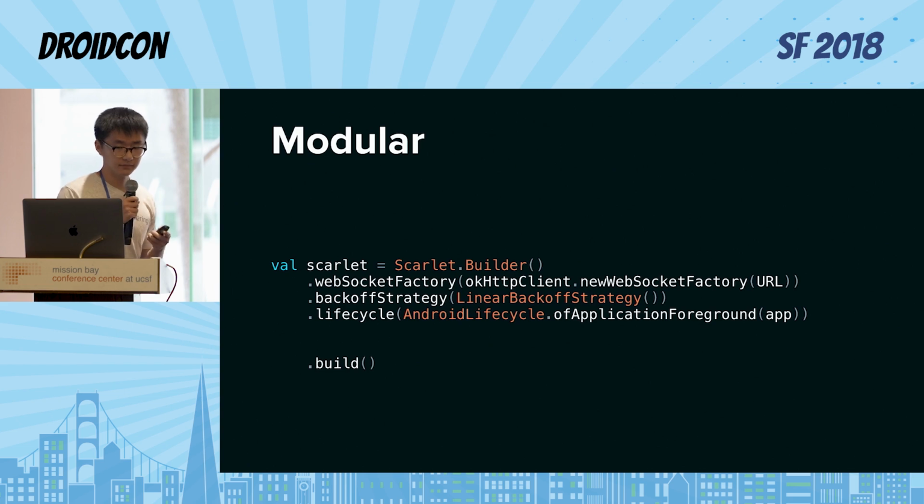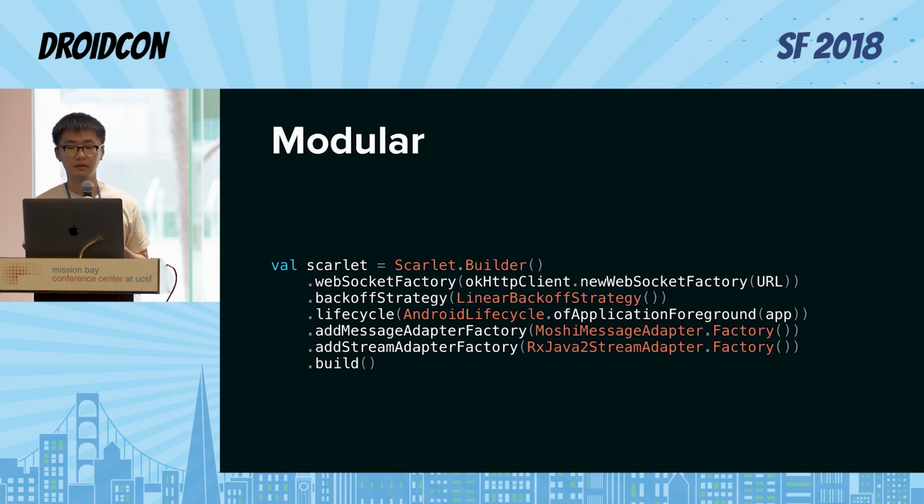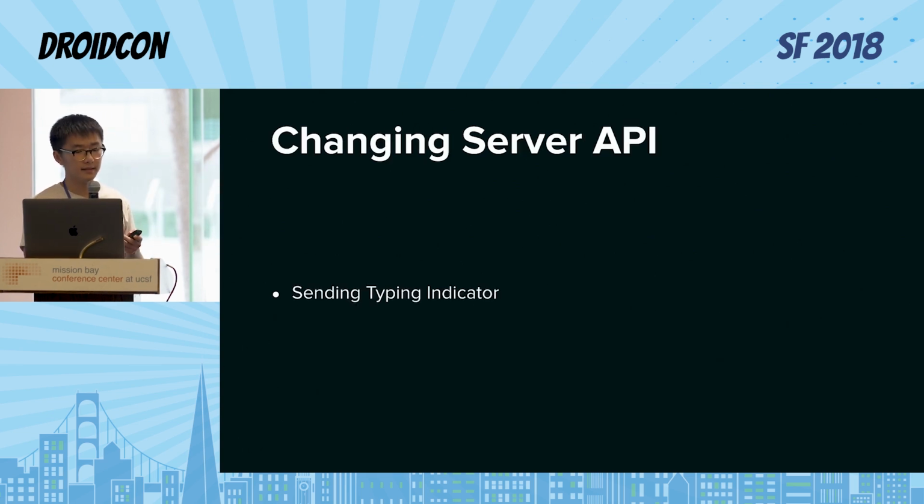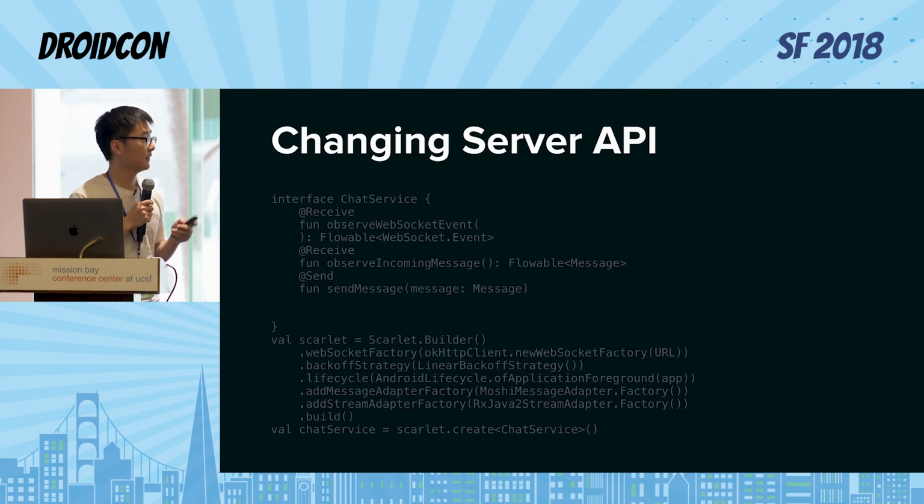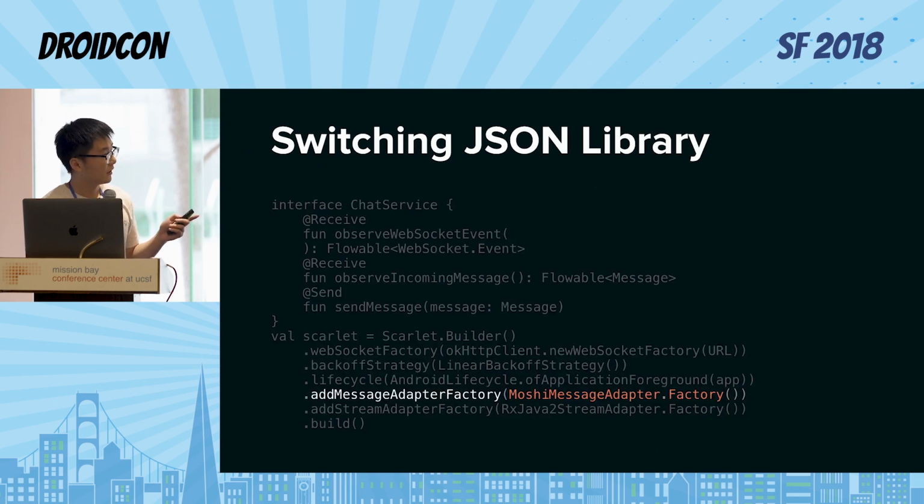So how do you customize message adapters and stream adapters? All you need to do is to add them to the Scarlet builder. Once set up, you'll be amazed how easy it is to maintain Scarlet. Let's say you want to make chat more engaging by adding a typing indicator feature. Guess how many lines of code we need to change to be able to send typing indicators to the server. We only need to change 2 lines of code, like this. Similarly, switching JSON library is also a 1-line change. All you need to do is pass a different plugin to the builder.